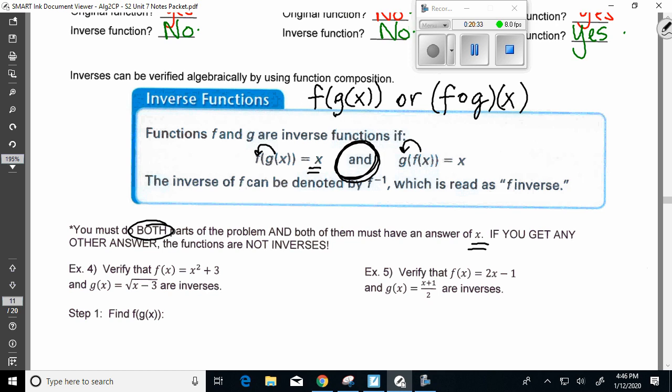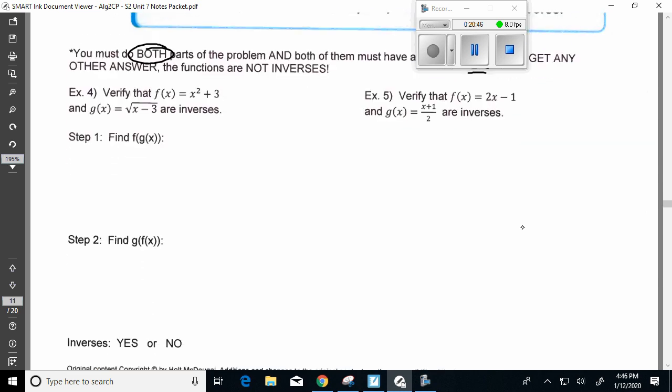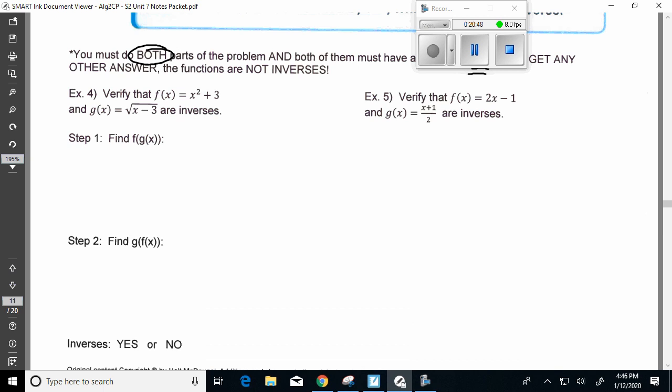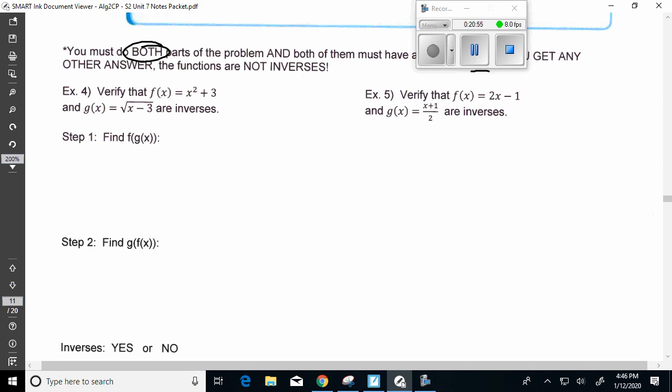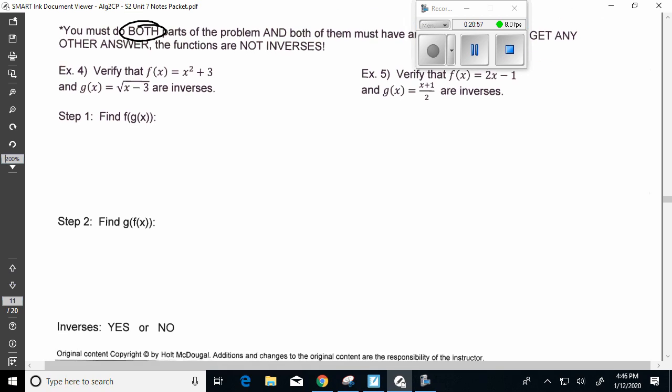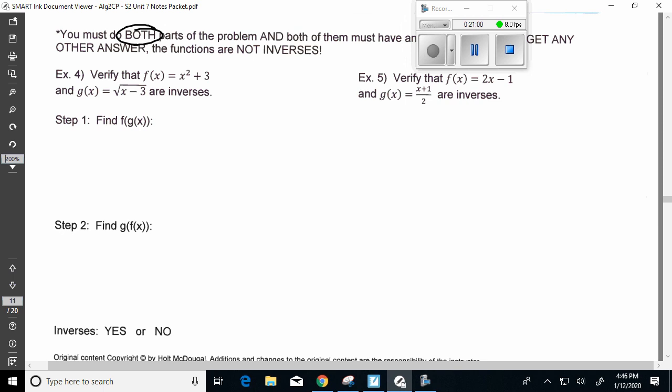So, it's not a hard problem. It is a little bit of algebraic work, so I'll tell you that in advance. Let's start with example number 4. They're giving us two functions, and we need to verify that they are inverses of each other.